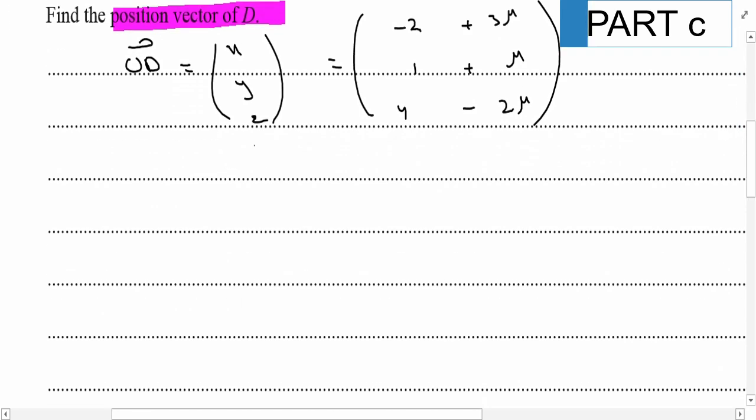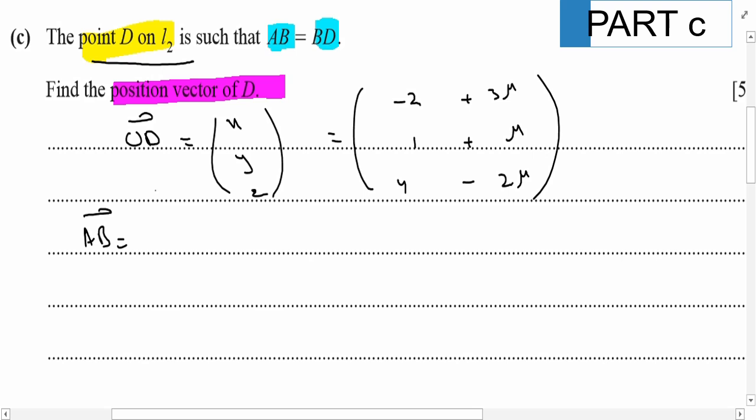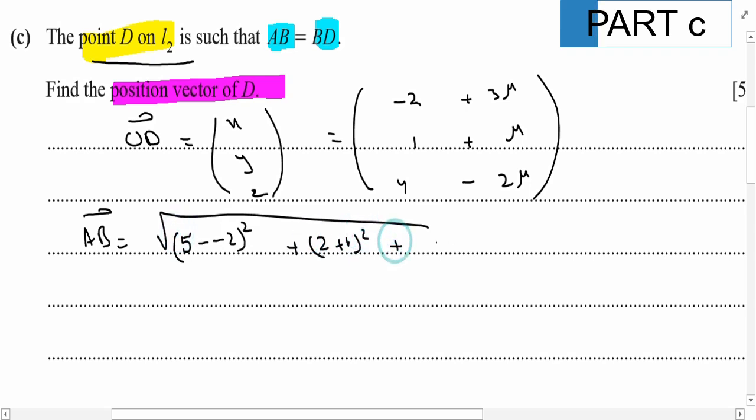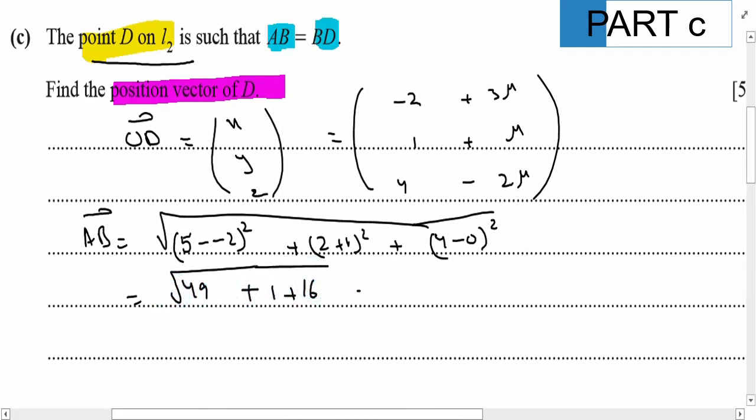We are given that the length of AB equals the length of BD. So the length of AB equals the square root of (5 minus minus 2) squared plus (2 minus 1) squared plus (4 minus 0) squared. So it would become the square root of 49 plus 1 plus 16. 49 plus 1 plus 16 is 66. So it is the square root of 66.